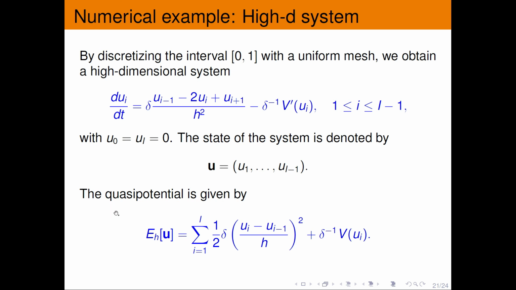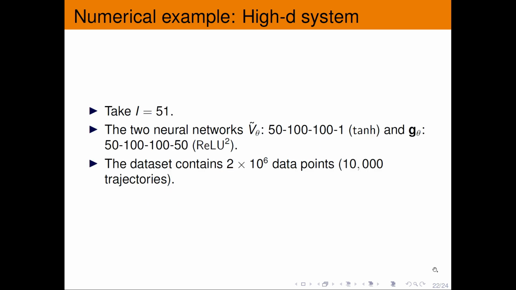For such a system, the quasipotential is given by this equation. Again, we use this exact solution to benchmark our method. We take I to be 51, so the system is in 50 dimensions. We use these two neural networks in the parameterized force fields. The observation dataset contains 2 million data points by sampling 10,000 trajectories.